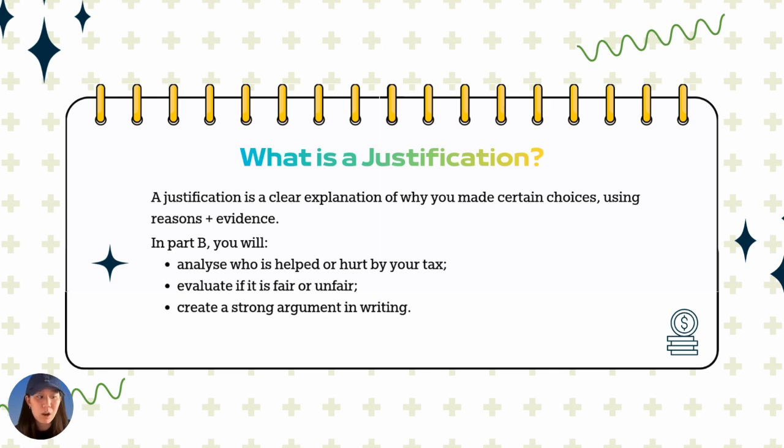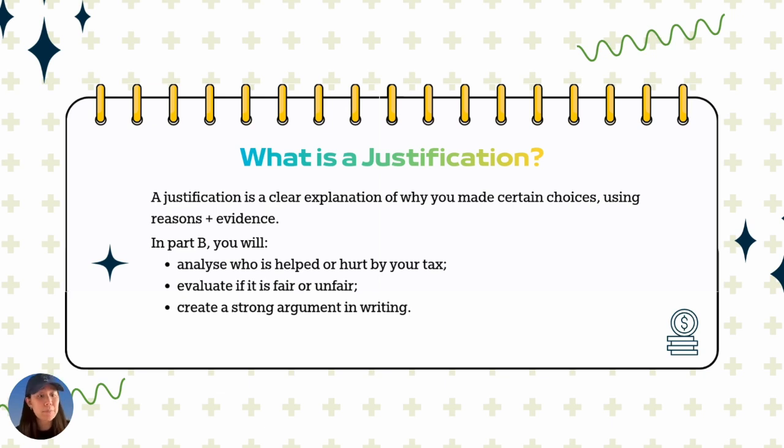let's look at what you are actually writing today. On the slide, it says a justification is a clear explanation of why you made certain choices using reasons and evidence. So your poster is part A. It shows your ideas with images and a short trade-off sentence. And part B is your justification. That is where you explain why you chose this tax and this character, who is helped by your tax and who is hurt, and whether you think the tax is fair or unfair or maybe necessary but controversial.